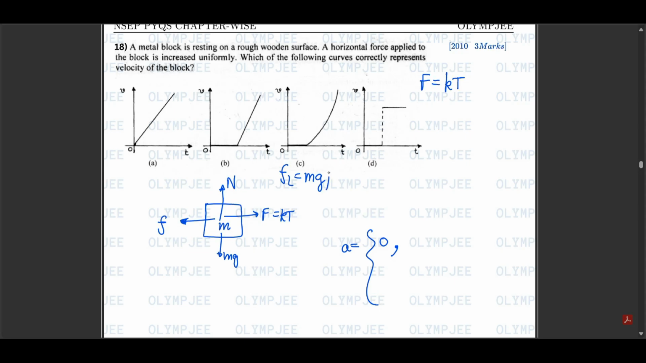Sorry, this will be mu mg. So till the time kt is less than mu mg, the friction can balance this kt. So till the time t is less than mu mg by k, the acceleration will be 0, and after that the acceleration will be kt minus mu mg.